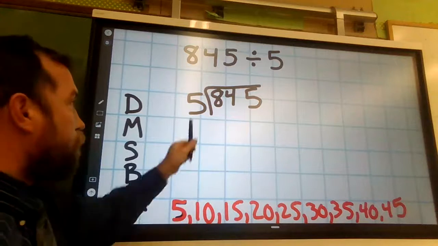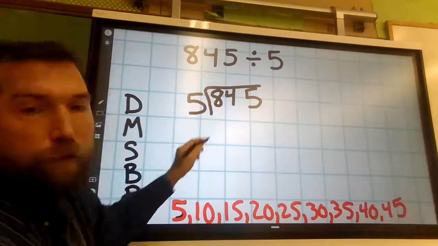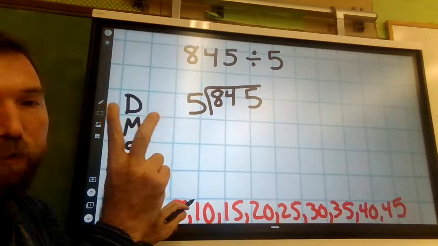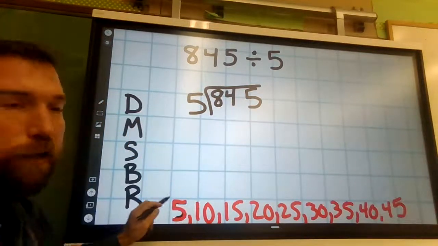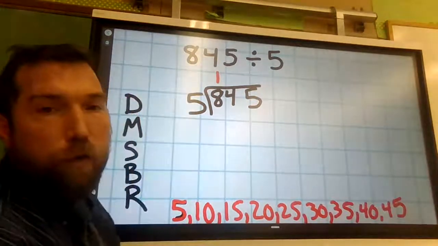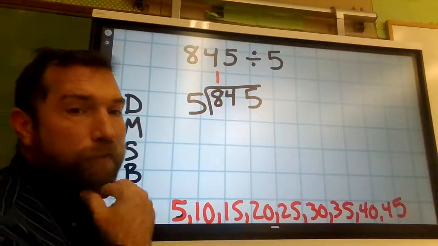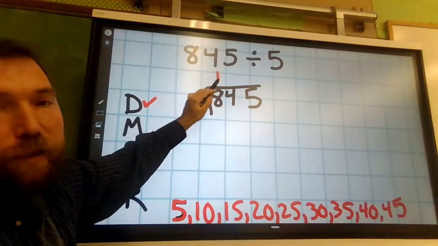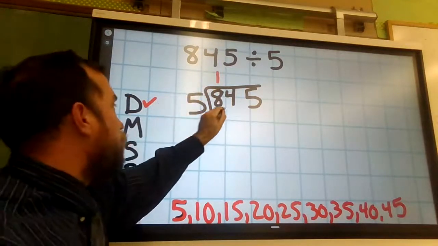And again, I'm just thinking first just about the 8. 8 would be somewhere right in here. So I can't quite do 2 groups. I don't have enough. That's 10. I only have enough for 1 group. And there's 1 team with 5 kids on it. That's my D. M, how many of the 8 kids did I use? 1 times 5 is 5.